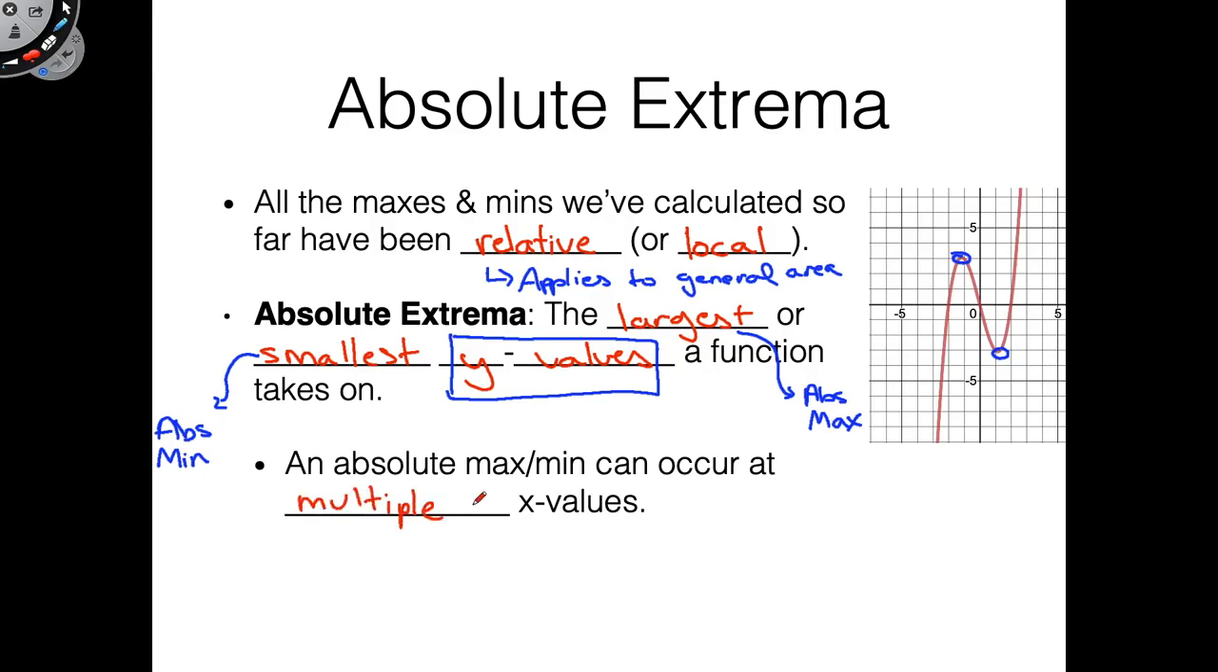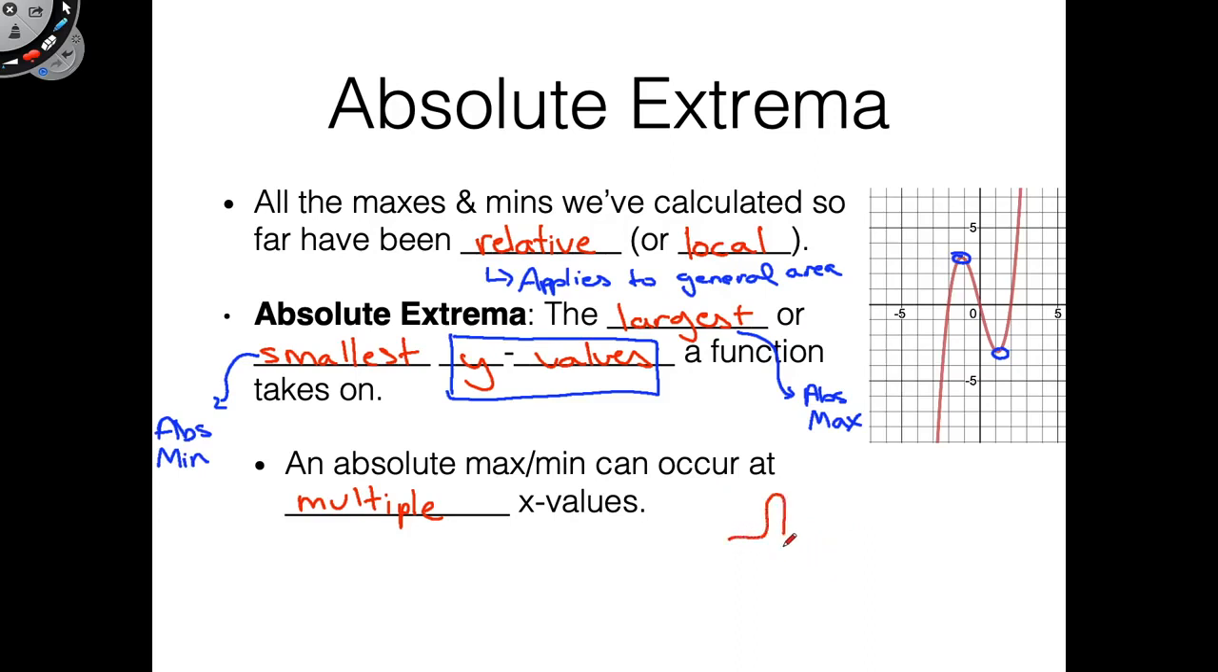Now you might think, given our vocabulary, that if I have a function that takes on a certain highest y value multiple times, that might not actually be the absolute max, because if we think of the absolute max as just the biggest point on the graph, then it doesn't make sense to call that the absolute max if that value occurs in multiple places. However, our vocabulary that we use in math allows us to say that an absolute max or min can occur at multiple x values. So that would be okay with the situation we just talked about.